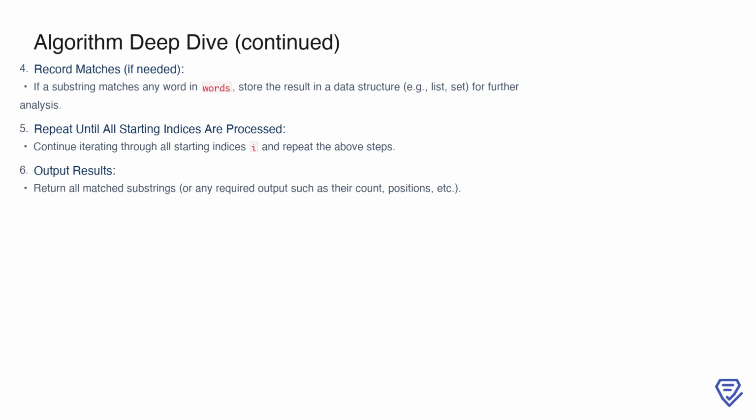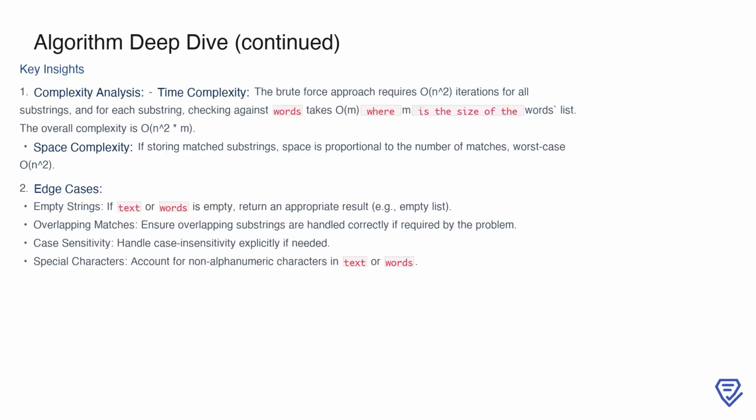This could be a list of all matched substrings, their positions in the text, or any other format specified by the problem requirements. By following these steps, we ensure that the brute force approach systematically evaluates every possible substring for matches. This approach, while straightforward, has significant computational costs. The time complexity of iterating through all substrings is n squared, as we evaluate every possible start and end index pair. For each substring, checking against the list of words takes m, where m is the size of the words list. This makes the overall time complexity n squared times m.